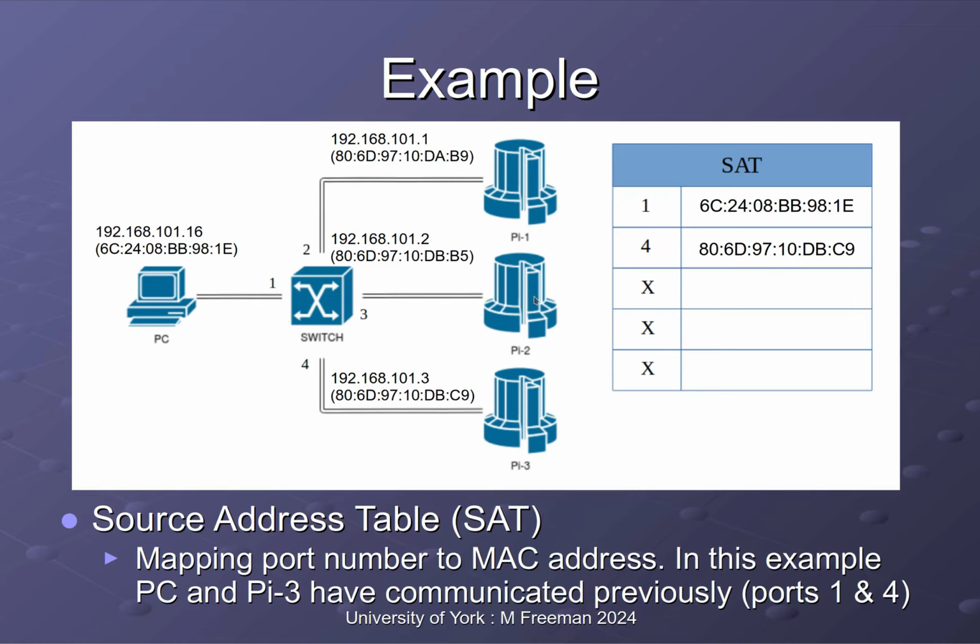Okay then, so in this scenario here, we've got an example of the SAT table, and you can see from here that previously the PC and Pi 3 have communicated because their MAC addresses are in this table. So the switch learns by looking at the source MAC address in each Ethernet frame. So as a host transmits data to the switch, obviously the source MAC address will be the MAC address of that machine. So that's what the switch records. So that's how it learns what is connected to each of these various ports.